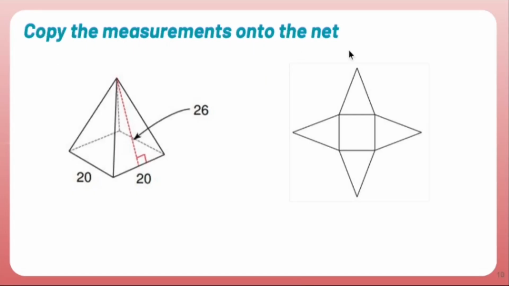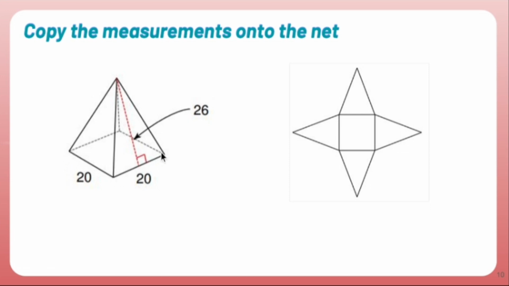Copy the measurements onto the net. All right, what I have here is a square pyramid, and I'm taking this apart. Basically, if I were to take a scissors and just cut that up at the very top, and all the triangles were to kind of fall down to the side, that's the picture I would get. So let's draw the measurements.